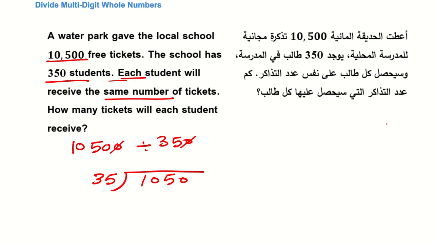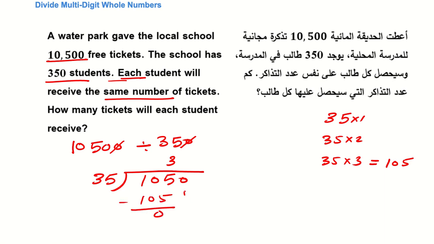How many groups of 35 can you make into 105? For such questions, I suggest you write the table of 35 in one go: 35 times 1, 35 times 2, 35 times 3, like this. It will save your time in a long division. If you see here, you can find 35 times 3 will be 105. So we can make 3 groups. 105 minus 105 is 0, and this 0 can go up. So 30 tickets each student will receive. Okay. Like this you can do the question.